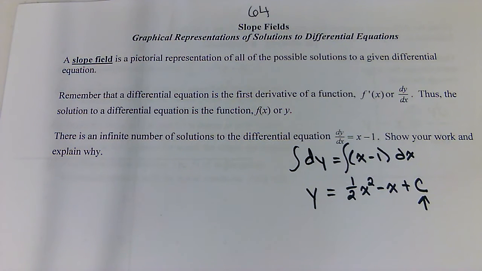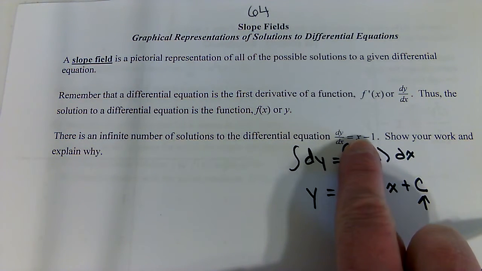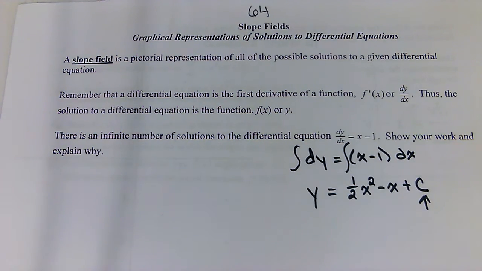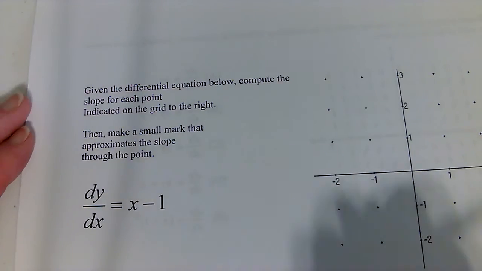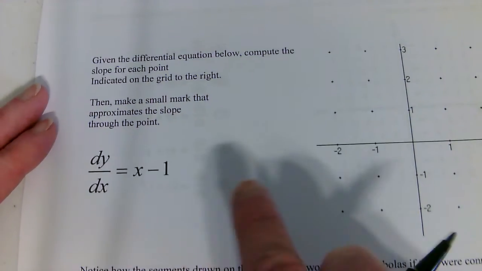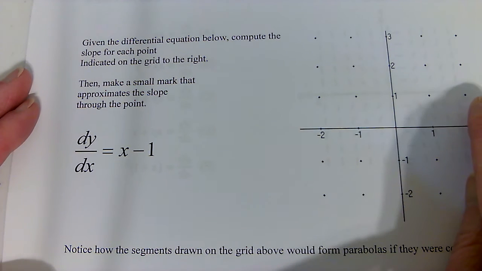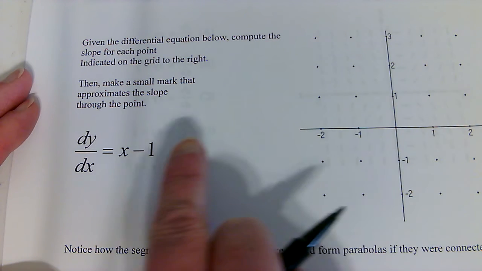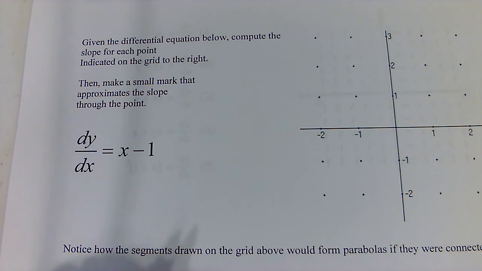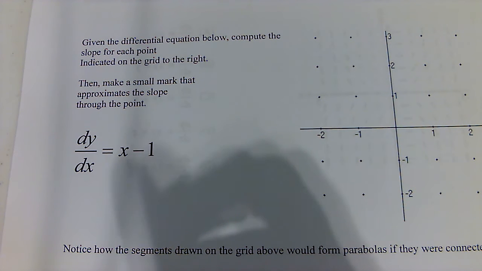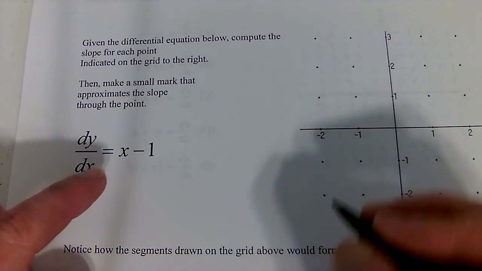Now what we're going to do is take that same differential equation and graph it to see what happens. So we take each point and compute the slope at each point. Some people find it helpful to make a table for each point, so I'm going to do that. I'm going to take each point.